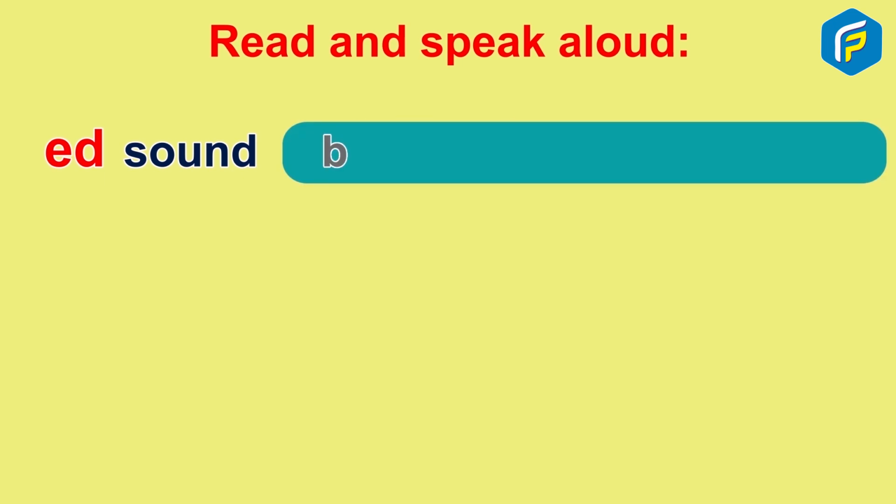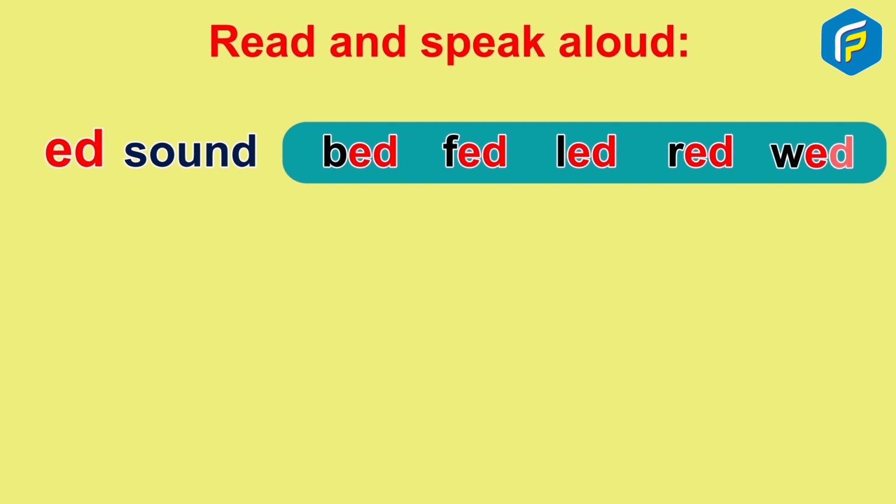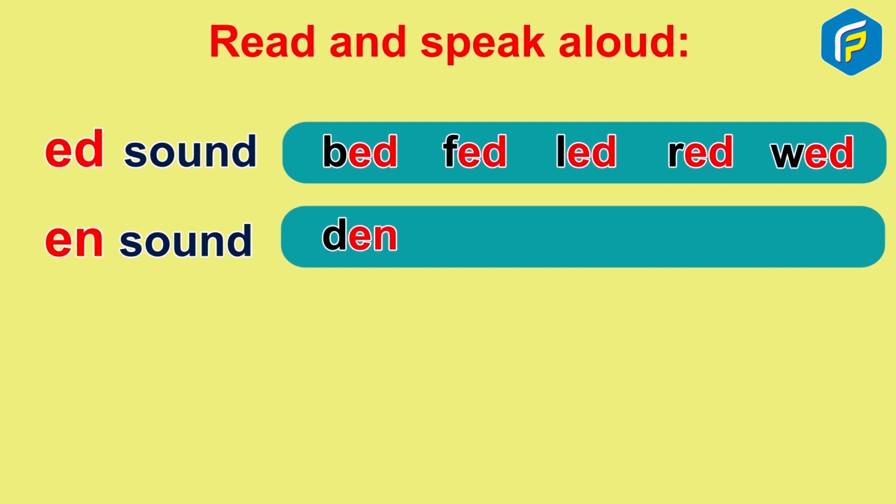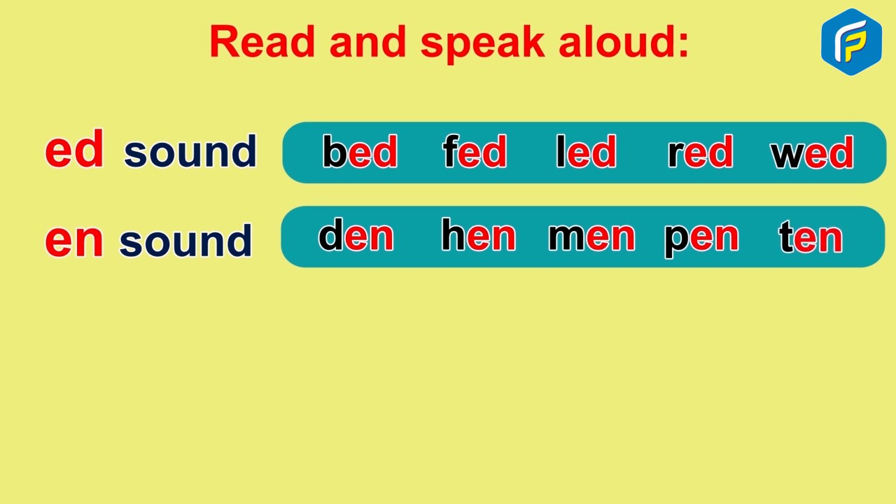Ed sound. B, E, D, bed. F, E, D, fed. L, E, D, led. R, E, D, red. W, E, D, wed. En sound. D, E, N, den. H, E, N, hen. M, E, N, men. P, E, N, pen. T, E, N, ten.